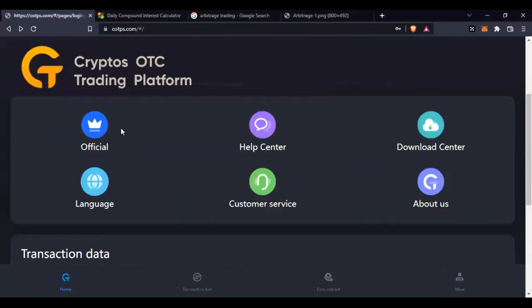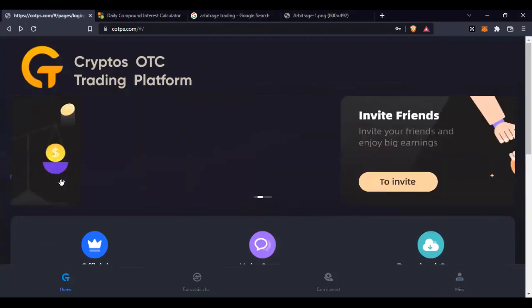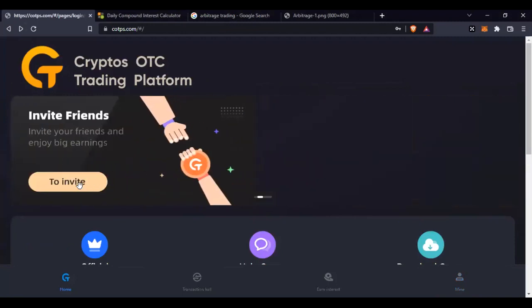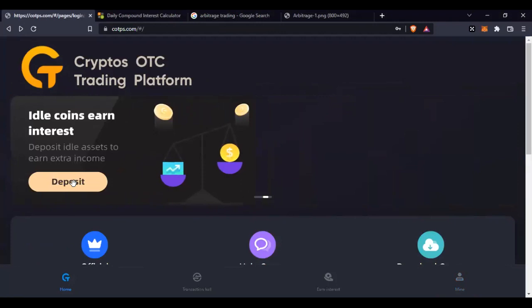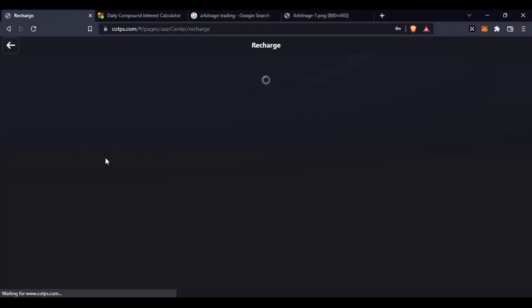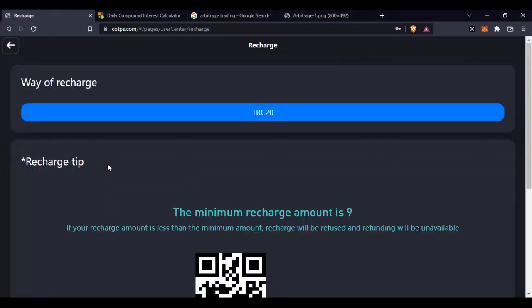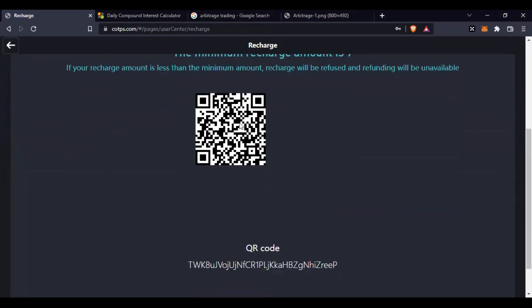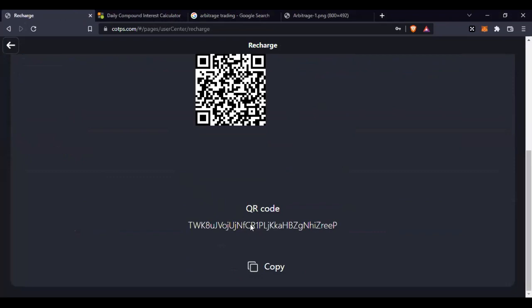Another way to recharge is if you come in here where it says deposit, this slide that is showing up here. If you click on the one that says deposit, it still brings you here. But I'll just go to Mine. Once I go to Mine, I'll click on recharge. Once I click on recharge, you see here that it states TRC20, and then you can scan this code or copy the address here, all right?